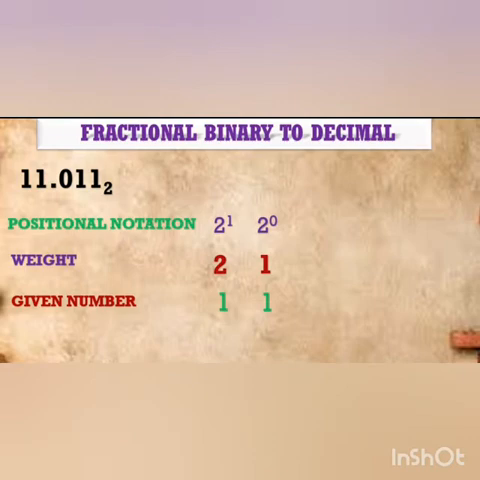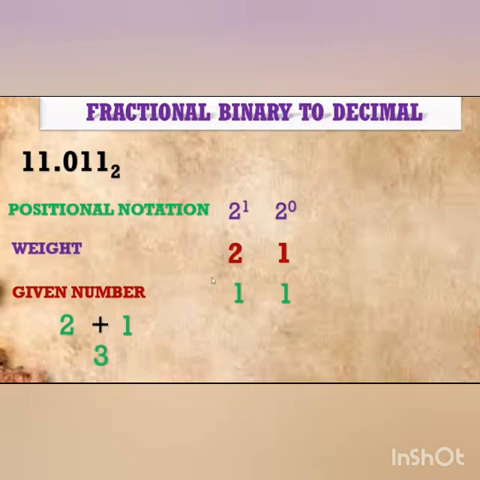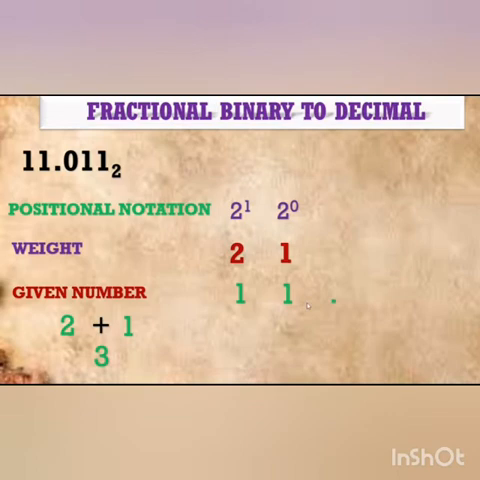Now we multiply each digit with its corresponding weight. So 1 into 1 is 1, 1 into 2 is 2. Now we add all the values, that is 2 plus 1 is 3. Now the integral part is over. We have to move on to the fractional part, that is the right hand side part.